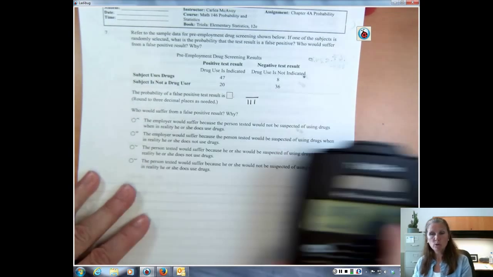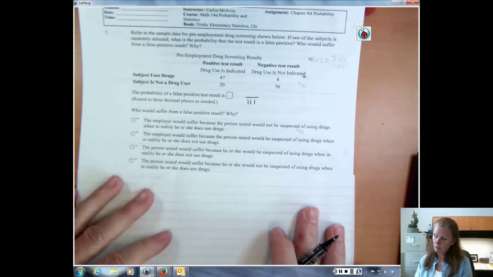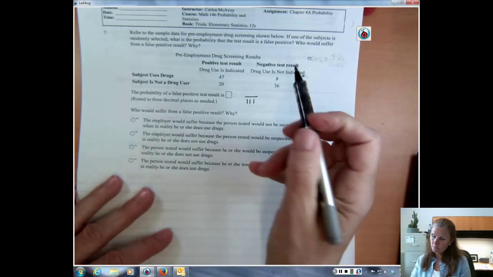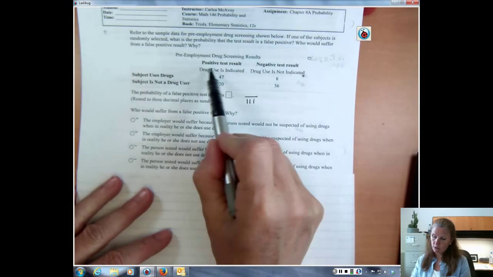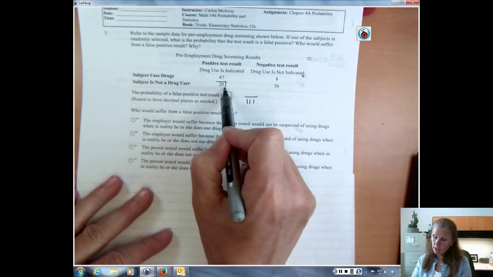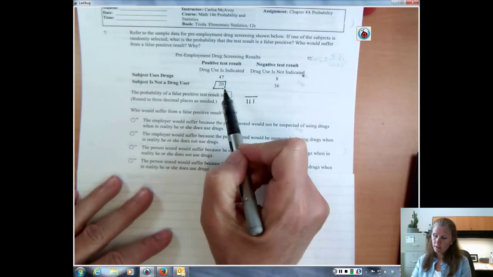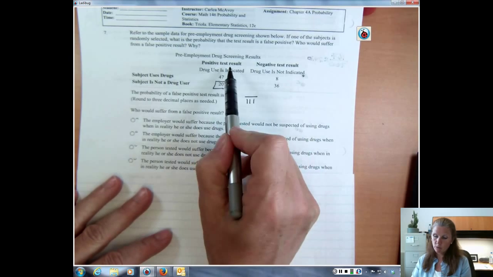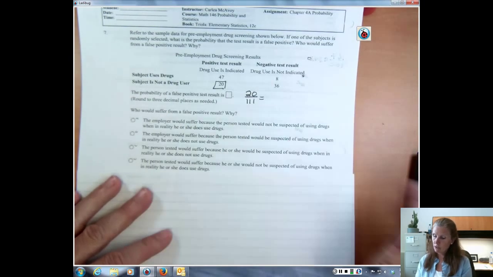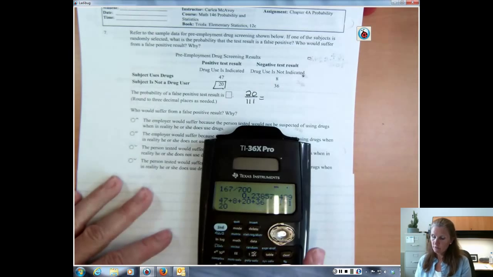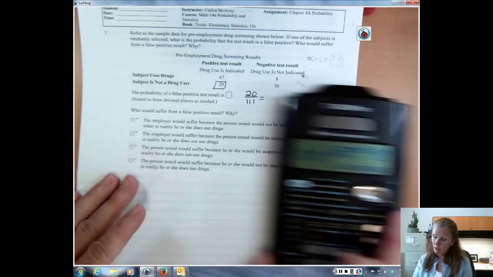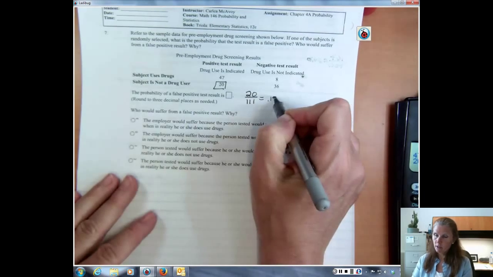Okay, so I'm always wanting to find out what's my total sample space. Then I want to know how many of those people came up with false positives. So a positive test result, but the subject is not a drug user. This is a false positive, right? They tested as if they were positive for drugs, but they were not drug users. So there's 20 people out of 111 that happened to. That's your probability of being falsely positive, 20 divided by 111. 0.180 because they said to 3 places. That's going to be that.